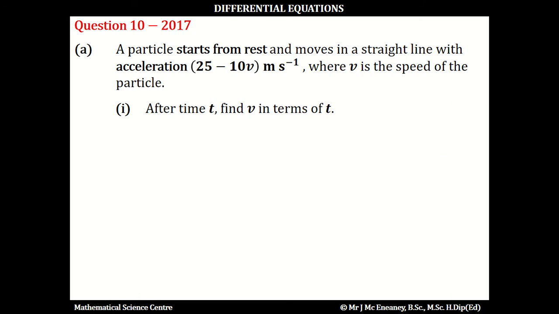2017 question 10 part A. A particle starts from rest and moves in a straight line with an acceleration of 25 minus 10v meters per second squared, where v is the speed of the particle. After time t, find v in terms of t.